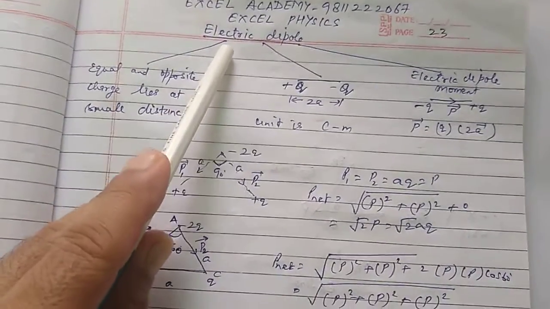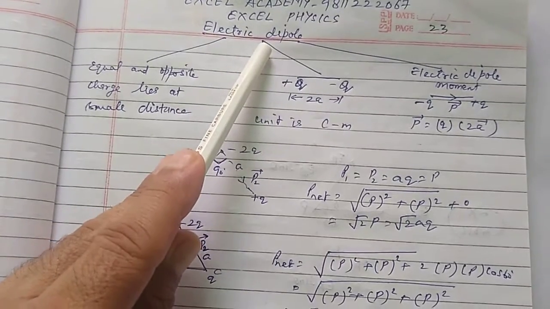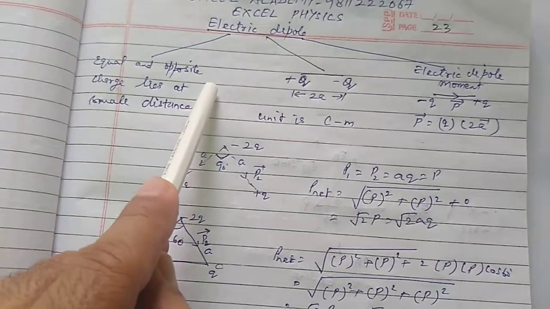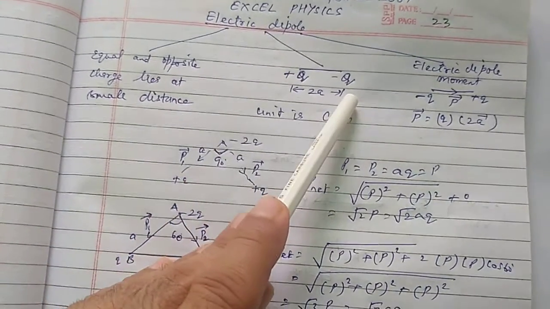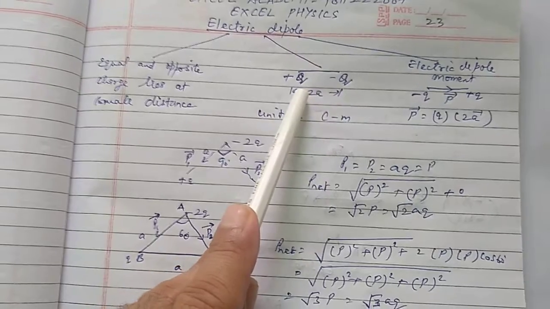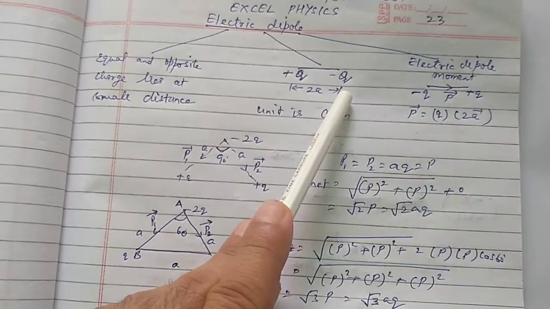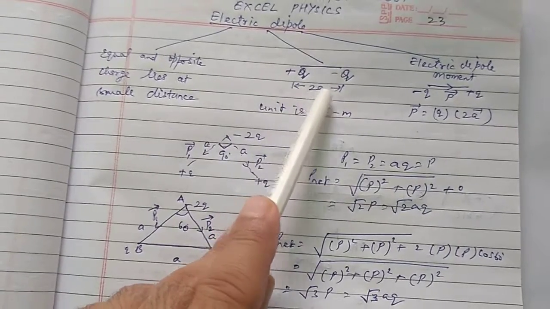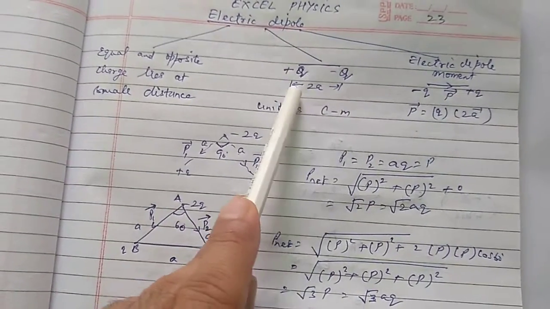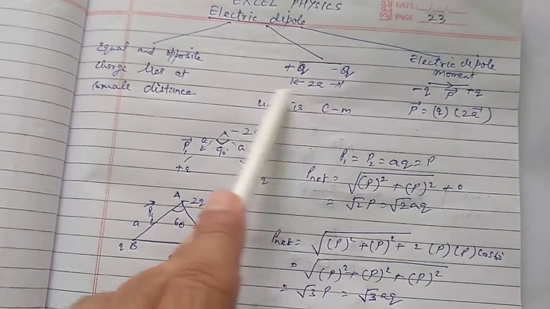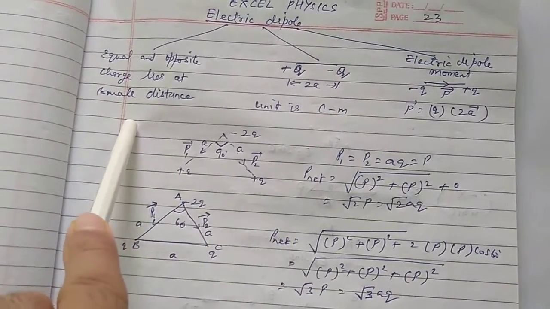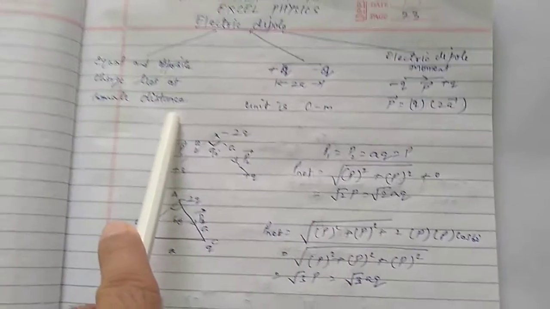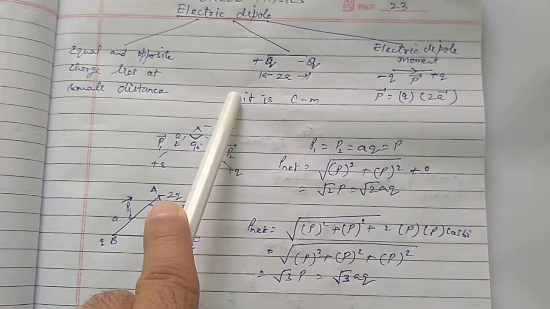Electric dipole consists of two charges. Di means two. And the two charges are of different nature. One is positive and the other one is negative. So an electric dipole constitutes two equal and opposite charges which are placed at a small separation. It means they are very closely spaced. So when you have two equal and opposite charges lying at a small distance, that constitutes a dipole.